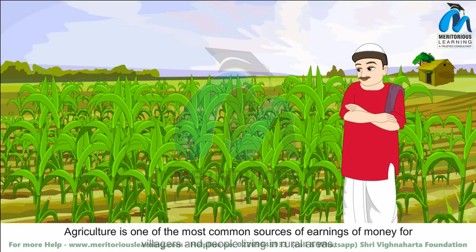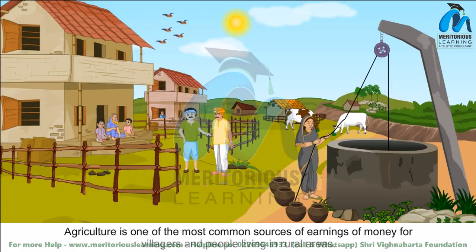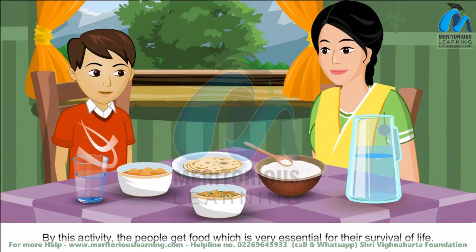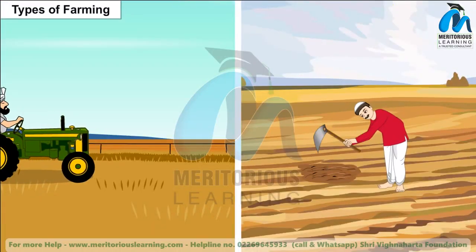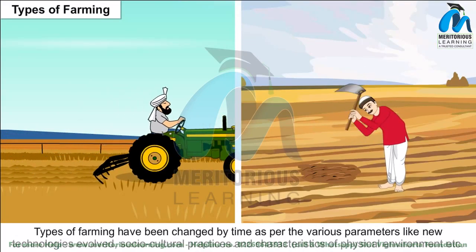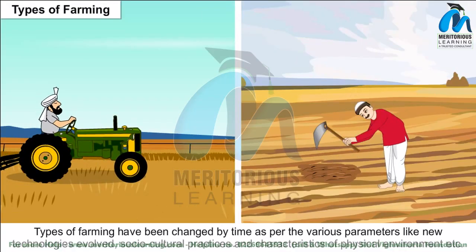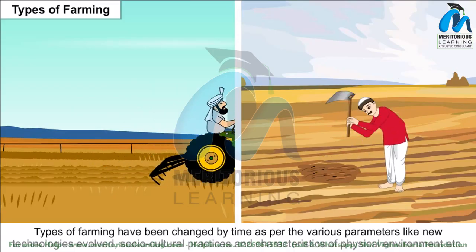Agriculture is one of the most common sources of earnings of money for villagers and people living in rural areas. By this activity, the people get food which is very essential for their survival of life. By agriculture, we not only get food grains but also get some raw materials for various products. Types of farming have changed over time as per various parameters like new technologies evolved, socio-cultural practices and characteristics of physical environment, etc.